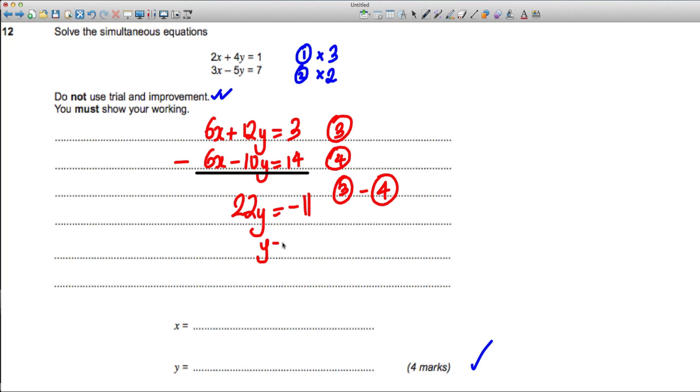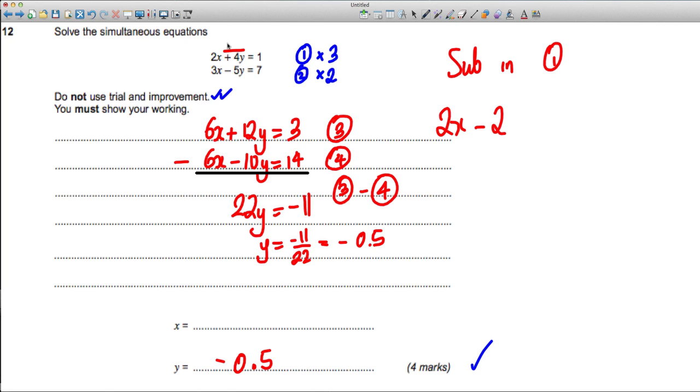Dividing by 22, y would therefore be negative 11 over 22. Divide top and bottom by 11, and you just get negative a half, or negative 0.5. So y is equal to negative 0.5. If we stick that into one of these equations, let's say we substitute into equation 1, we would get 2x, and 4 multiplied by negative a half would be negative 2, so we get 2x subtract 2 is equal to 1. Solving it, add 2 to both sides, so 2x must be 3, and then divide both sides by 2, and 3 over 2 is 1.5. So the answer we're getting here is x is 1.5, y is equal to negative a half.